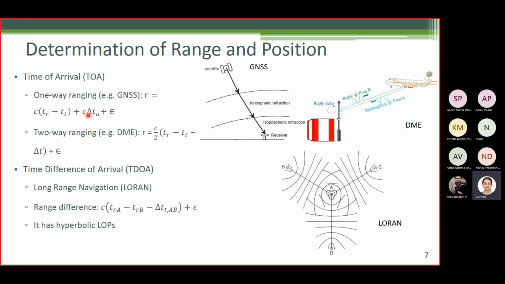There is an upside also. What is that? Using an inexpensive clock, once you estimate this delta TU, you are basically synchronizing that inexpensive clock to GNSS system time, which is highly accurate. So by suitably designing the receiver, you can use it as a timekeeping device. In fact, that is done. And that's how we derive time using GNSS. And we can achieve this with the help of a relatively inexpensive clock.